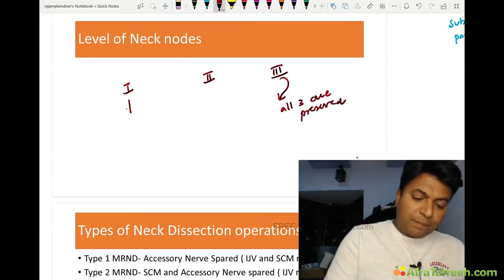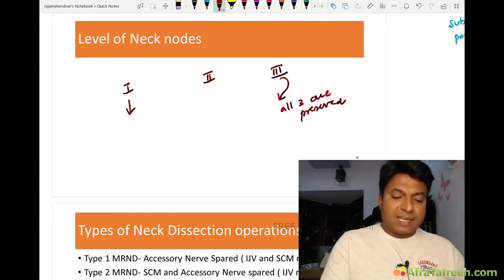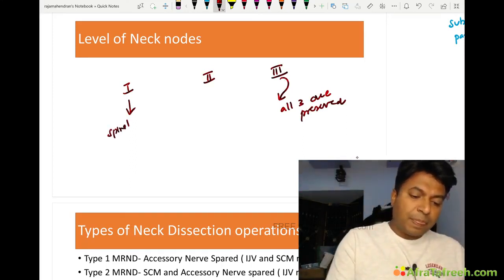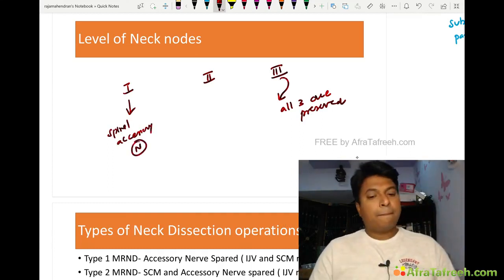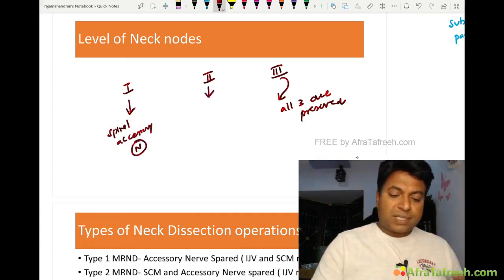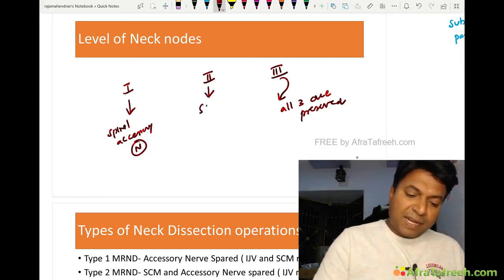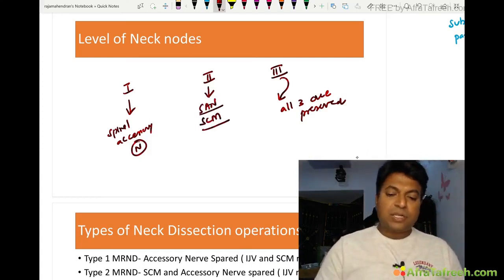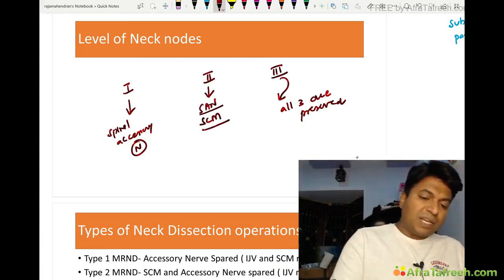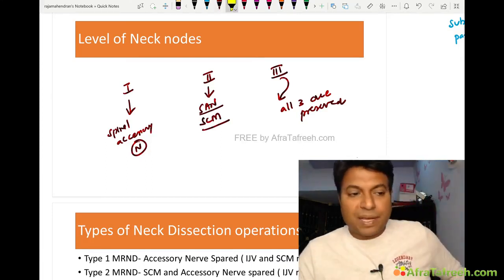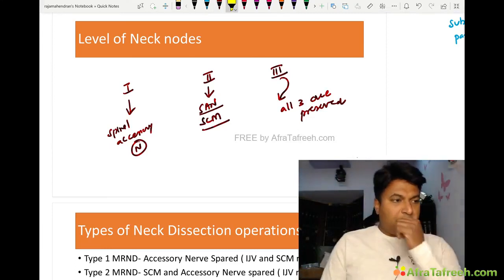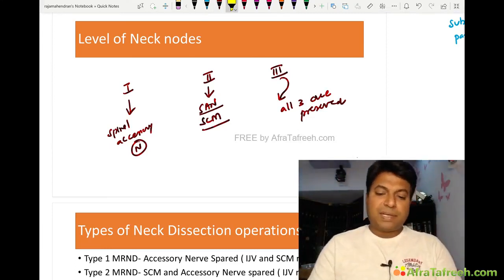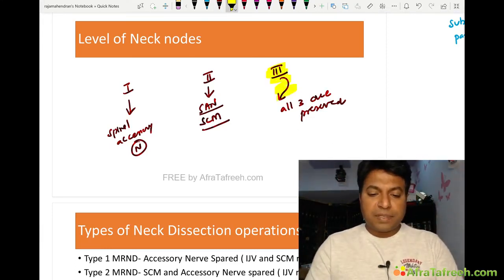When type 1, we preserve accessory nerve, spinal accessory nerve is preserved. In type 2, two structures are preserved. Spinal accessory nerve and sternocleidomastoid muscle are preserved. Only internal jugular vein is removed. So this question can come for your exam. I am not sure it may come, but it can come for your exam. So please remember, type 3, all three are preserved.